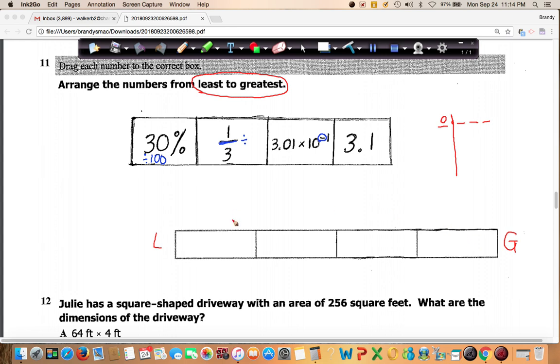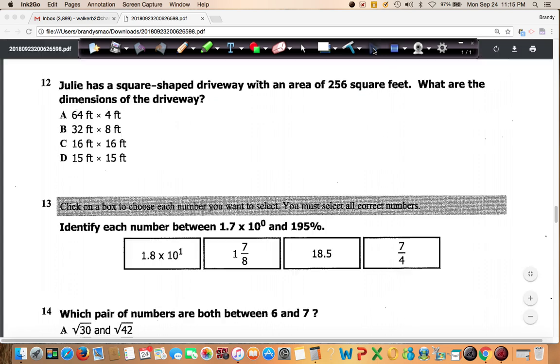Oh, and when I say original form, if you know that 30 divided by 100 is, what is that, 0.30, right? Don't write 0.3 down here. You need to write the 30% at the bottom, because that's the original form. So that's what you need to write down here when you rewrite it. Okay? All right, pause the video, get your work done, and I'll see you on number 12.